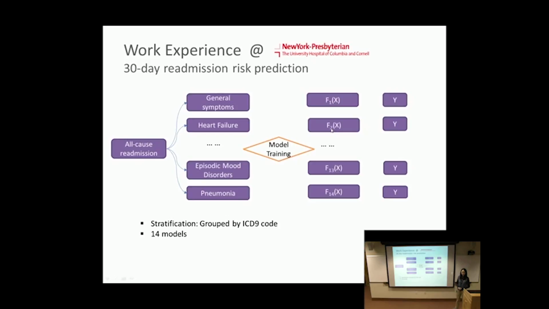In 2014, a paper was published by two professors at Columbia University, in which they found that stratifying on different readmission diagnoses can result in better model performance compared to directly modeling all-cause readmission. They designed 14 readmission groups, and so they built 14 models, one for each of them.